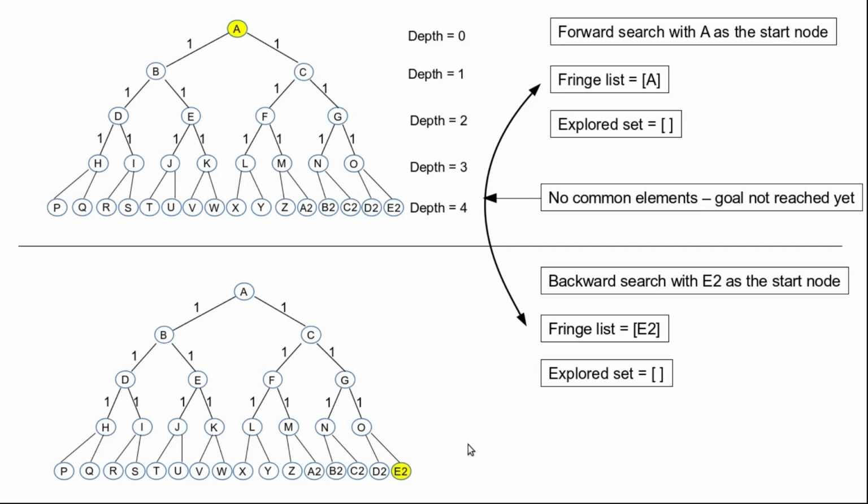So now let us perform the forward search, and when performing the forward search, we will expand node A to generate two nodes, B and C, and these newly generated nodes will be entered into the fringe list, whereas node A will be stored in the explored set. After the expansion of node A is complete, we will again perform the comparison of the two fringe lists, and still there are no common elements in the two fringe lists.